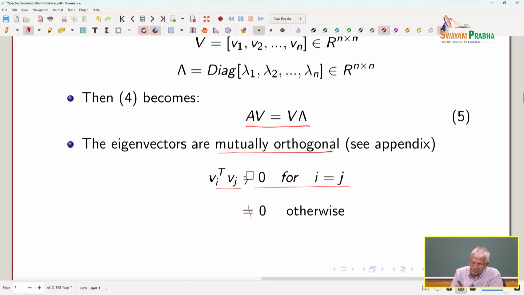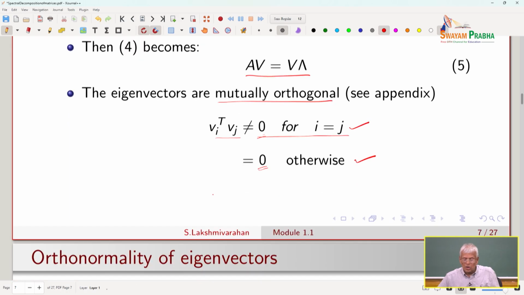Oh, I think that's correct. V_i transpose V_j is equal to 0 when i is not equal to j, and V_i transpose V_i is not equal to 0 otherwise. So, what does it mean? Two distinct vectors, that is i not equal to j, are orthogonal. If you take the inner product of a vector with itself, it is not 0. If the V_i's are unit vectors, the inner product of a vector with itself is 1. Such a property of eigenvectors is mutual orthogonality.